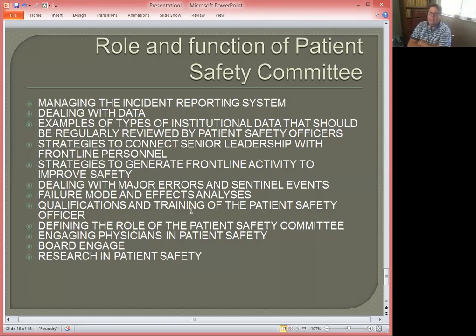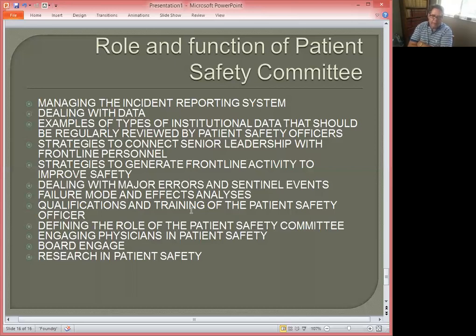The role is managing incident reporting systems, dealing with that data, and I would add to it, dealing with that data in a timely manner. Examples of types of institutional data that should be regularly reviewed by patient safety officers must be defined in the patient safety plan and be under the function of the safety committee. Also, you must have strategies that connect senior leadership with the frontline personnel who are responsible for developing and implementing a patient safety plan.